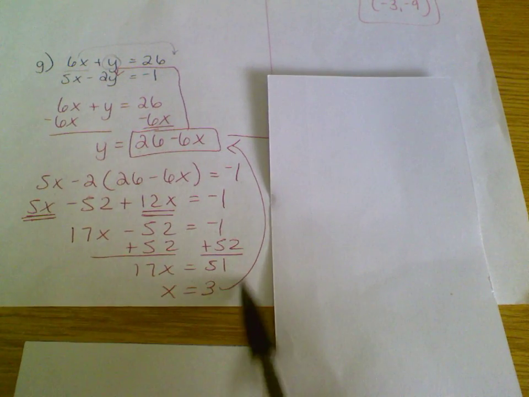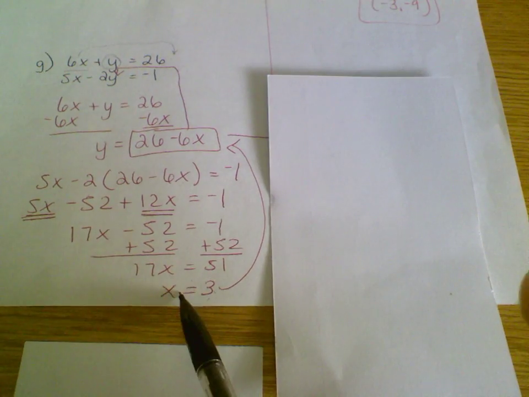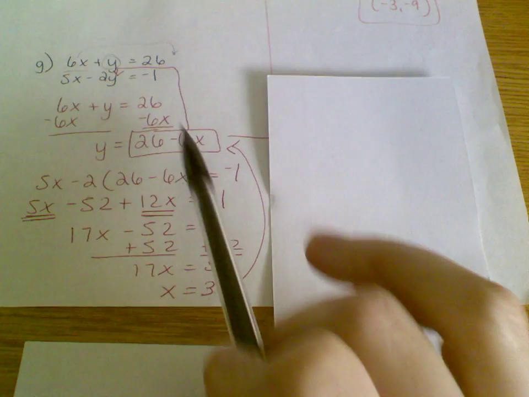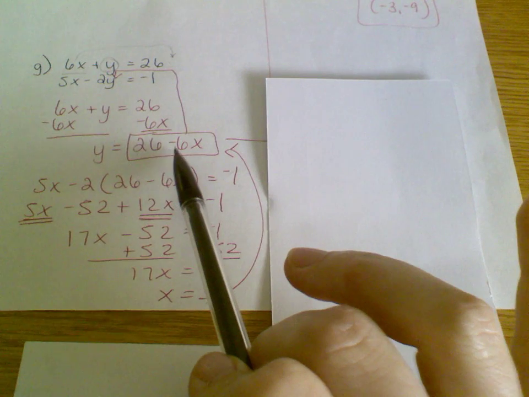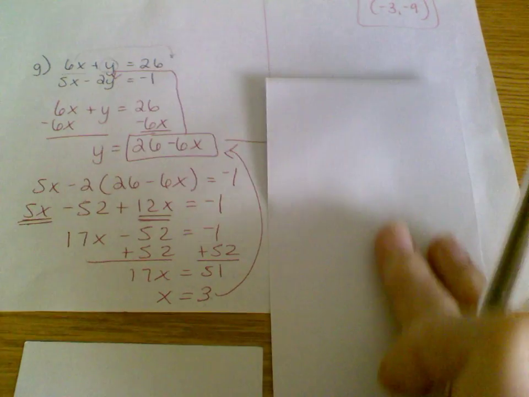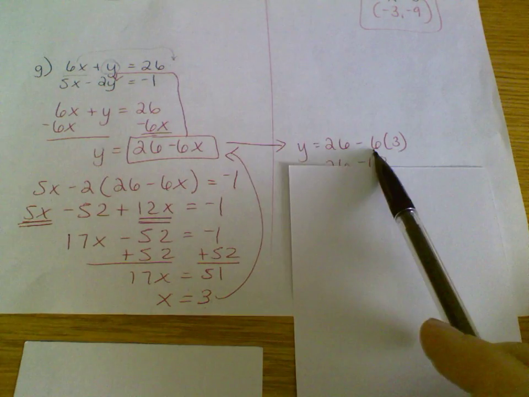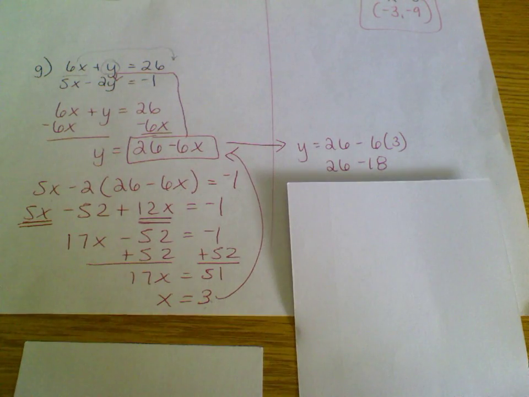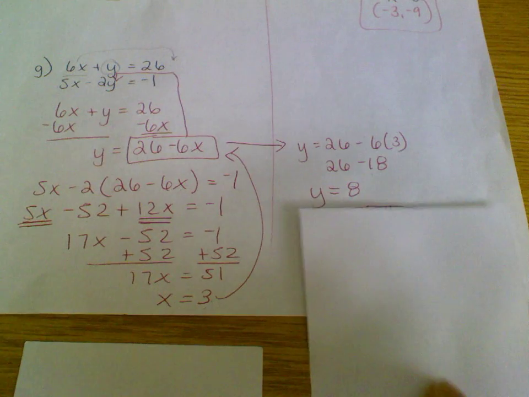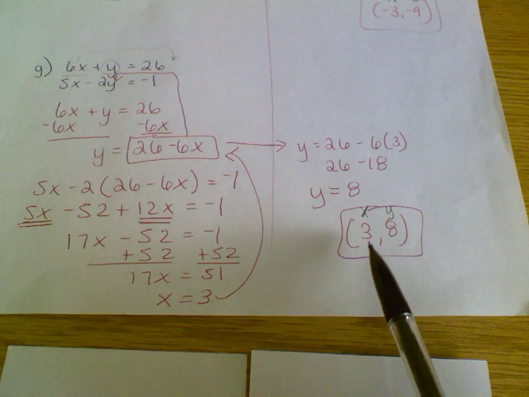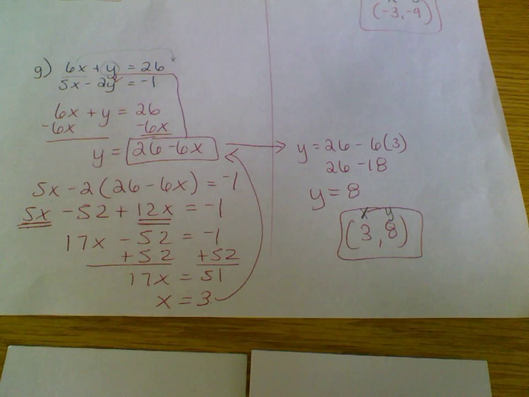To finish, I want to plug it back in. As long as I go into an x spot, it doesn't matter which equation, but I'm going to go back to the one with the box. So now I'm going to replace the x with 3, and I'm going to multiply first, so I get 26 minus 18, and then I'm going to subtract so I get 8. So the final answer as an ordered pair is 3, 8.